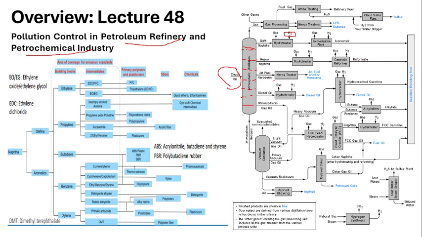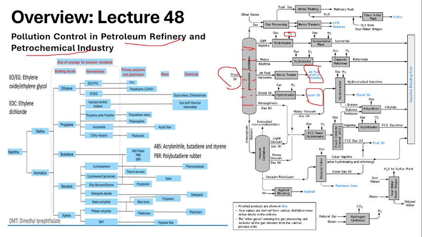Next is the jet fuel or kerosene. It goes to the Merox treatment. So again the sulfur is removed here. Finally, this jet fuel or kerosene is the end product obtained from this stream. Now there is the diesel oil. Again the sulfur is removed with the help of hydrogen as hydrogen sulfide. So the diesel oil is another end product.